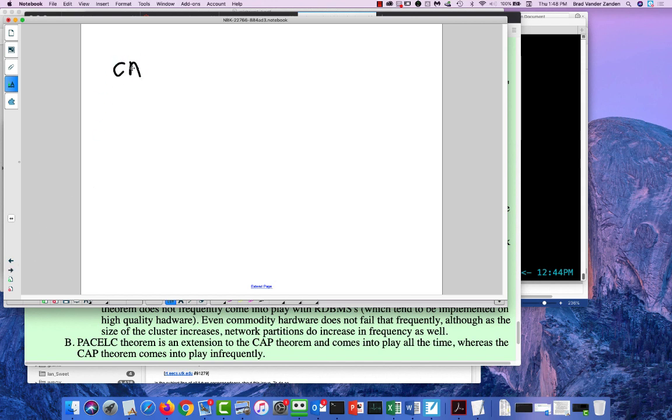So CAP is essentially the no free lunch. It says that there are three properties in a thing. You have consistency. You have availability. And you have partitions.